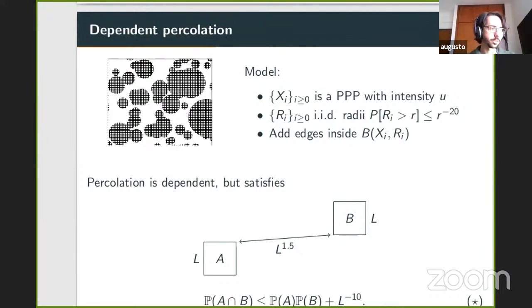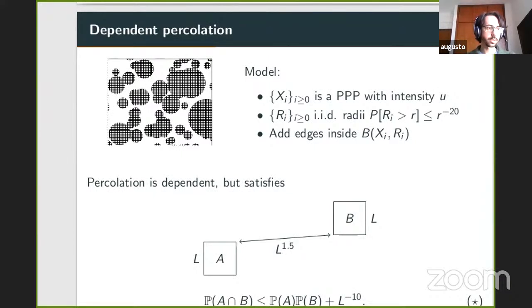The catch here is the counting paths argument doesn't work. The counting path is very nice for IID percolation. Here it fails completely, so this is a dependent percolation. And although it's dependent and nasty, it satisfies a very nice decoupling inequality. I'm not going to prove it, but it's easy to prove that if you pick two boxes, A and B, that have side length L and inner distance L to a power slightly bigger than one, say 1.5, what happens inside these two boxes is roughly independent.